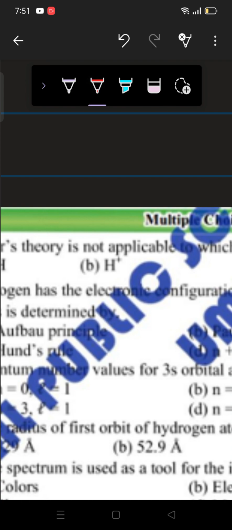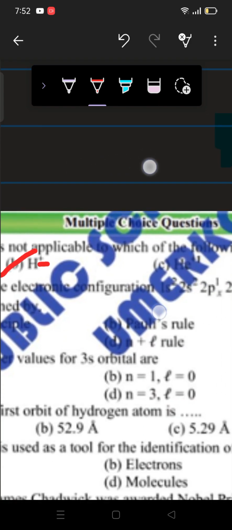Now look at the second option, H plus. Hydrogen has one electron, and the plus shows that it has lost one electron. If hydrogen has only one electron and it has lost that as well, then H plus has no electron, zero electrons, which means the Bohr atomic model is not applicable to H plus. It is only applicable to mono-electron species.